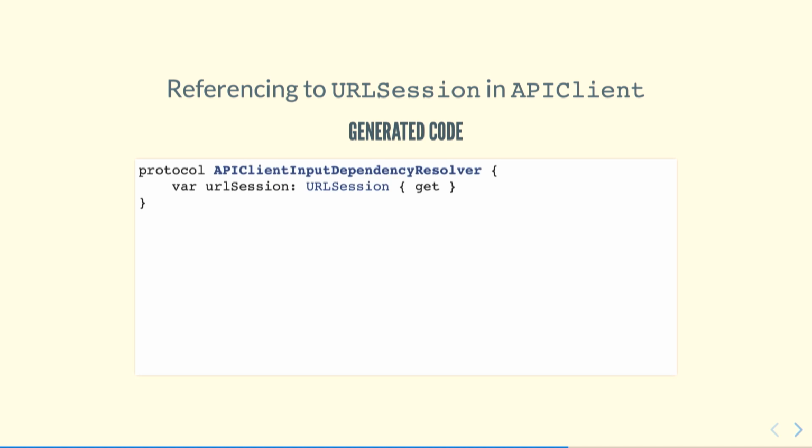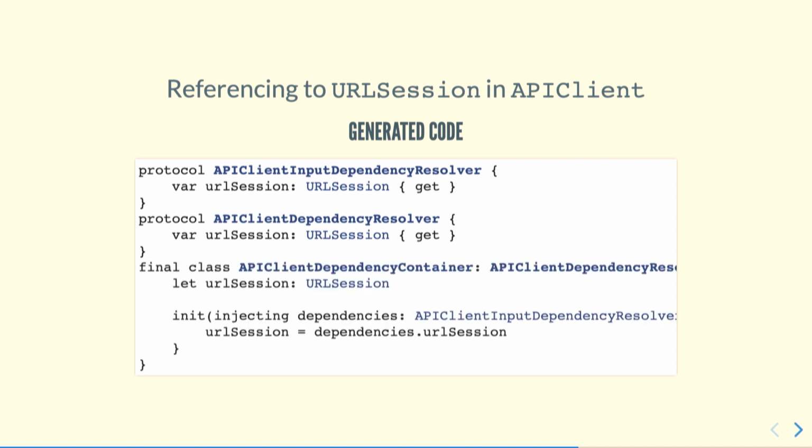Here's the generated code that Weaver is going to generate for us. The input dependency resolver is just what the API client needs to build. The API client dependency resolver is what the resolver exposes, what dependencies are exposed to API client. And then the API client dependency container is actually the implementation of the resolver.